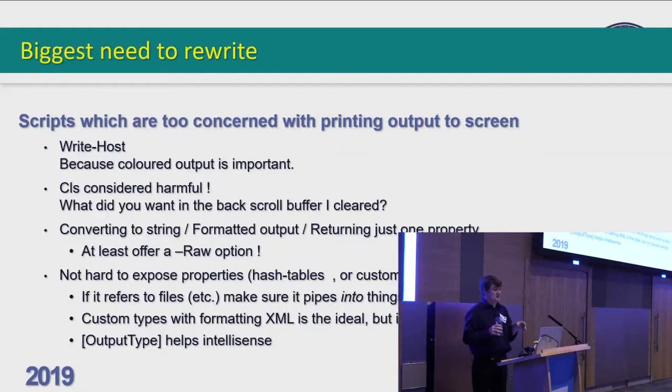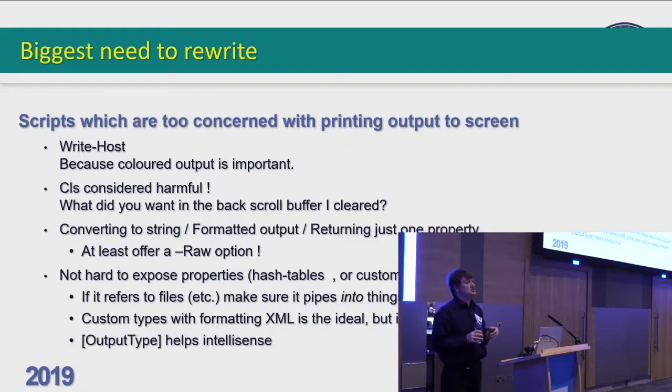Just don't go there. I also meet people who the first line they put in a script is CLS, because I think that's probably what they wrote in batch files and various other things. I've got about 1,000 lines of backscroll buffer that you've just thrown away. Don't put CLS at the top of your script. It's really naughty. And people who do their conversions, so they put format table in the command, or they convert something to a string, at the very least, give me a minus raw switch so that I can get the raw output out.